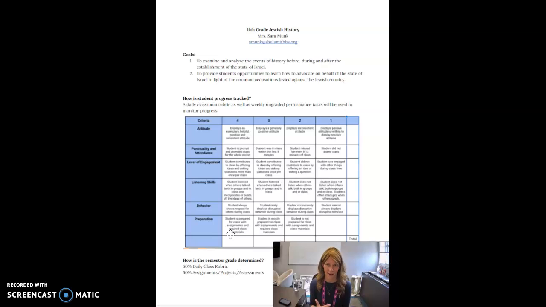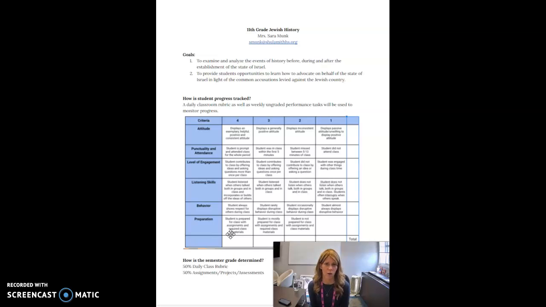The second goal, and this is not secondary, but just B, I guess, on the list, is to provide students opportunities to learn how to advocate on behalf of the State of Israel in light of the common accusations levied against the Jewish country. Israel often finds itself under attack, and I believe that as frum women who are committed to Medinat Yisrael, they need to understand and need to know how to articulate a defense on behalf of the State of Israel, both to a Jewish audience as well as to a non-Jewish audience.